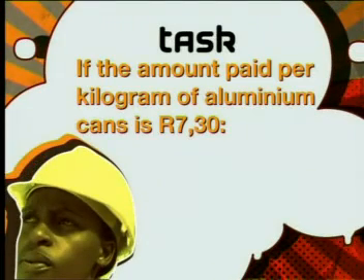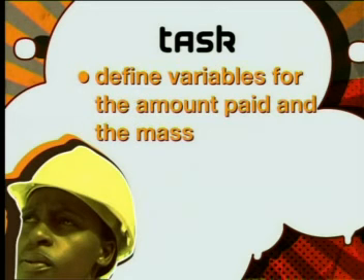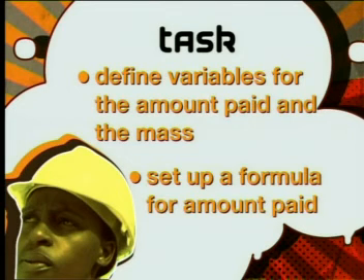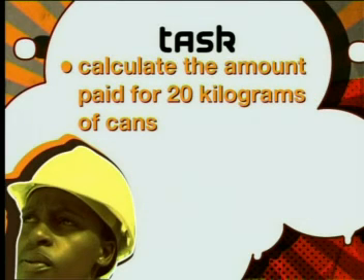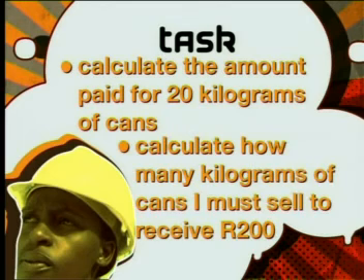Imagine that there is a shortage of aluminium and that the depot is prepared to pay more per kilogram of aluminium cans. At the higher price, we receive 7.30 Rand per kilogram. Define variables for the amount paid and the mass. Set up a formula for amount paid. Calculate the amount paid for 20 kilograms of cans. Calculate how many kilograms of cans I must sell to receive 200 Rand.